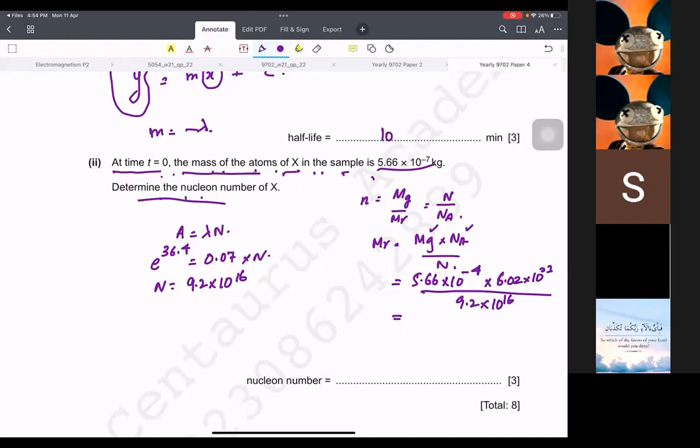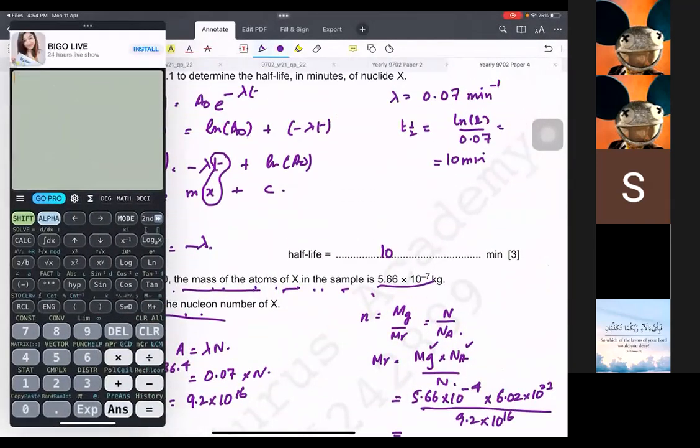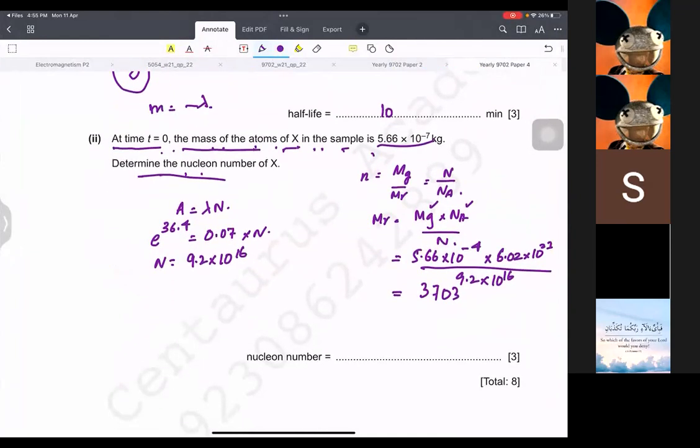Don't care about marks, tell me this. One second. Why are you guys so slow? Sir, 3,703. Oh my god. Like this? Such a big number? This is not possible. How is it even possible that we get this number?